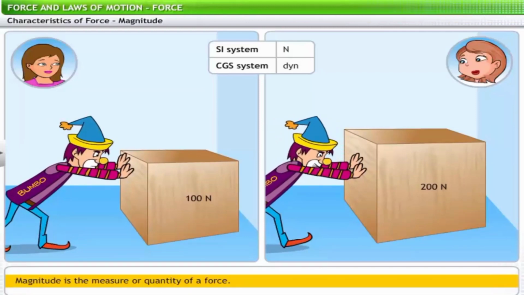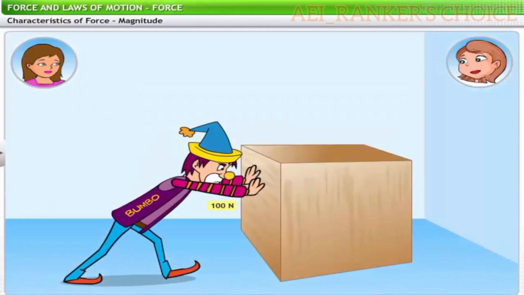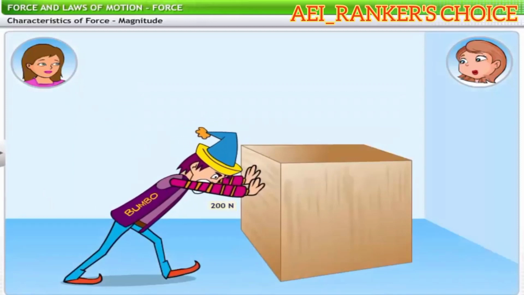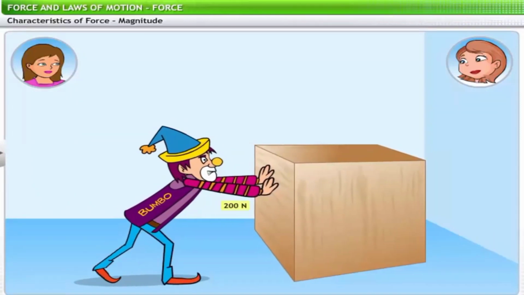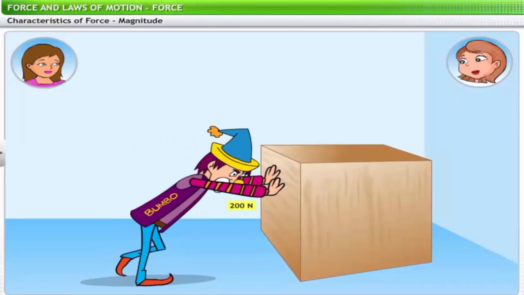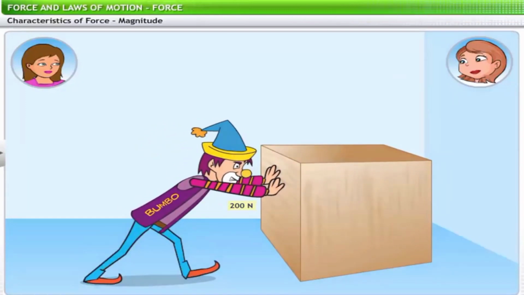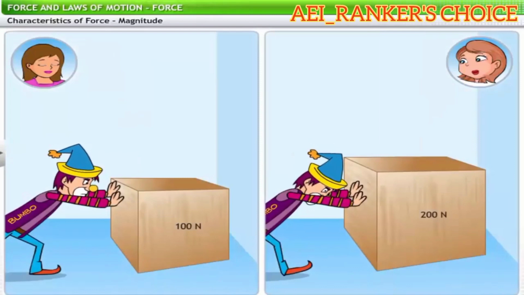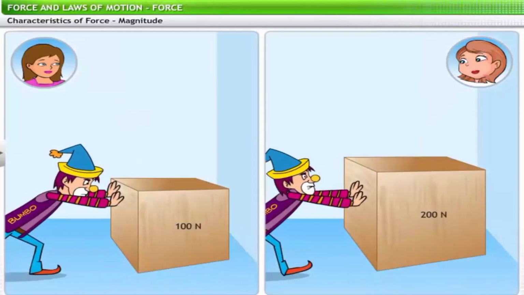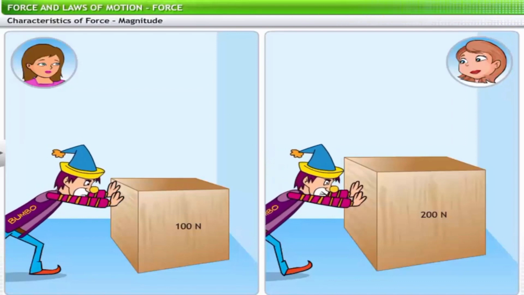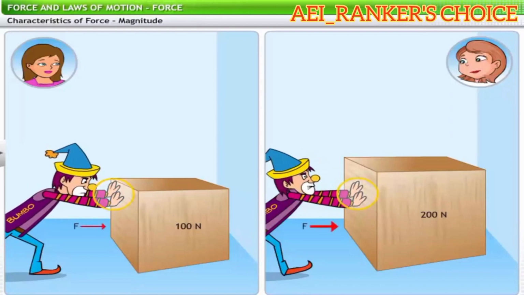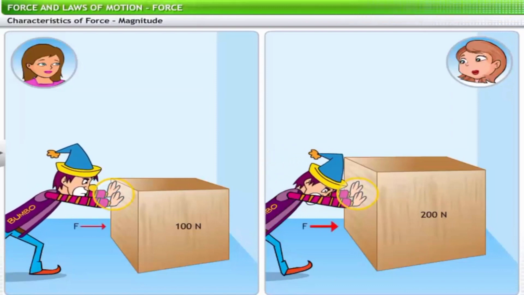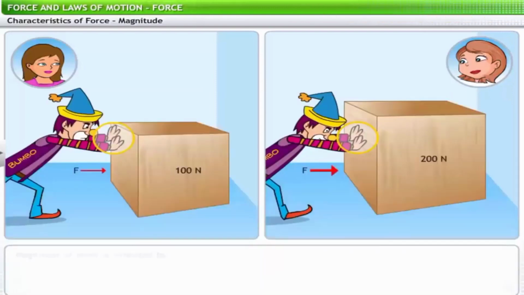He had no problems pushing the smaller block, but he seems to be struggling with the larger block. There, he's done it. What do you think was the difference in these 2 cases? He had to apply more force to move the second block. Correct. The magnitude of the force required to move each of the 2 blocks was different.